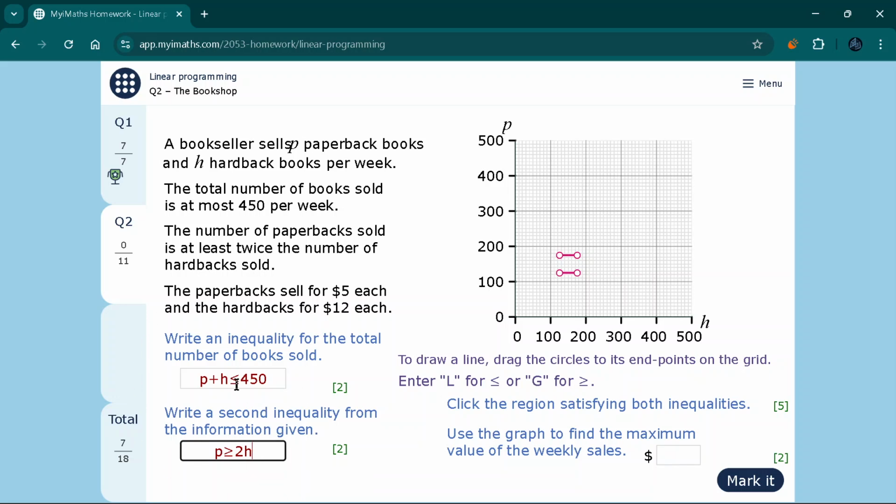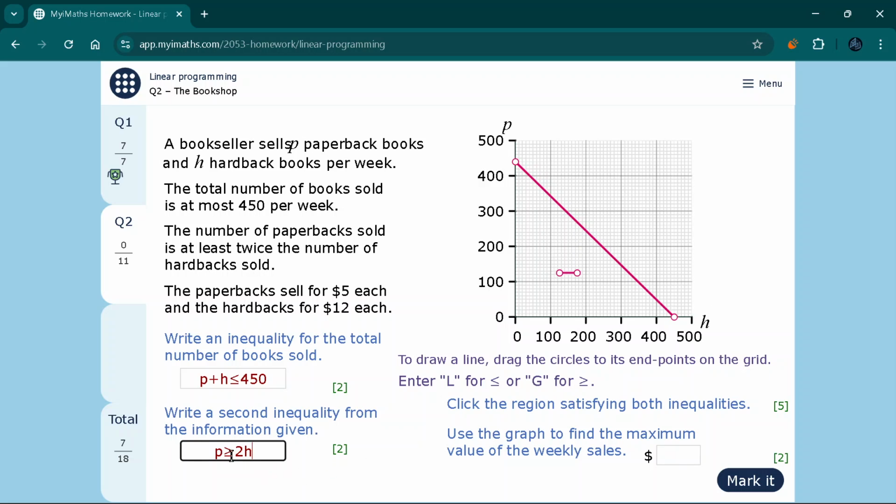Now I'm going to draw these lines. Now a line P plus H equals 450. Well, if you don't sell any paperbacks, then all need to be hardbacks, so it has to go through the point 450. And if you don't sell any hardbacks, then all of them have to be paperbacks. So it's a line that goes like so. Okay.